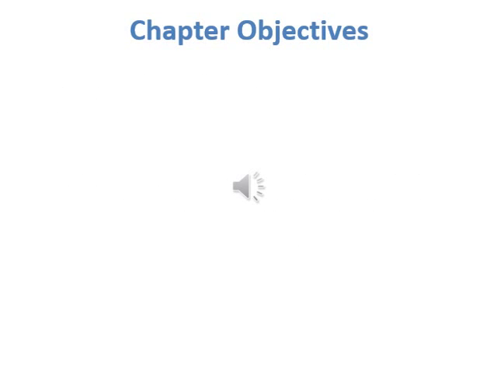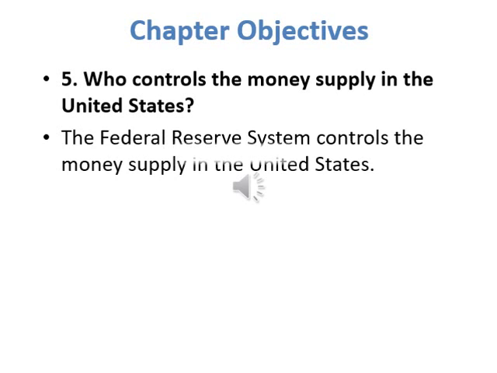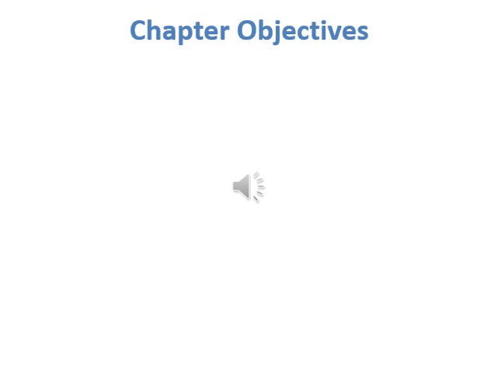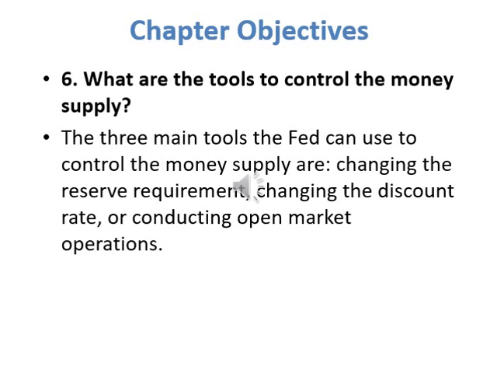Chapter Objectives. 5. Who controls the money supply in the United States? The Federal Reserve System controls the money supply in the United States. 6. What are the tools to control the money supply? The 3 main tools the Fed can use to control the money supply are changing the reserve requirement, changing the discount rate, or conducting open market operations.